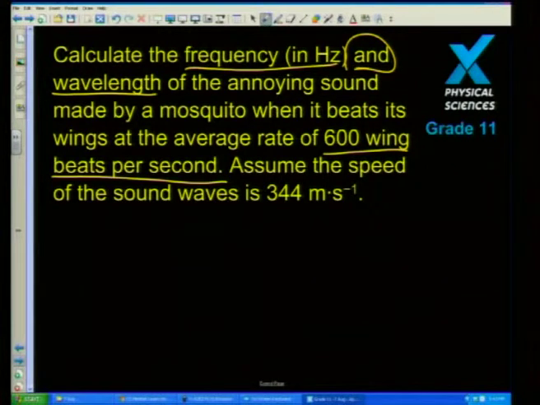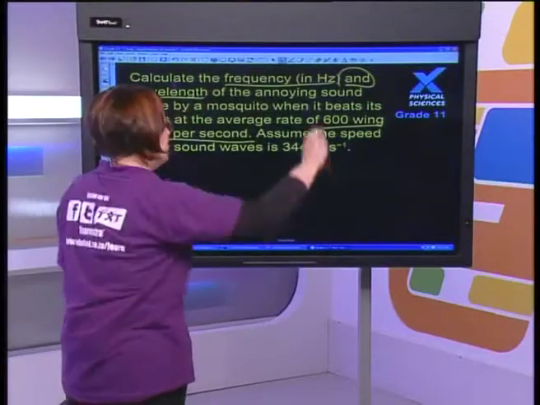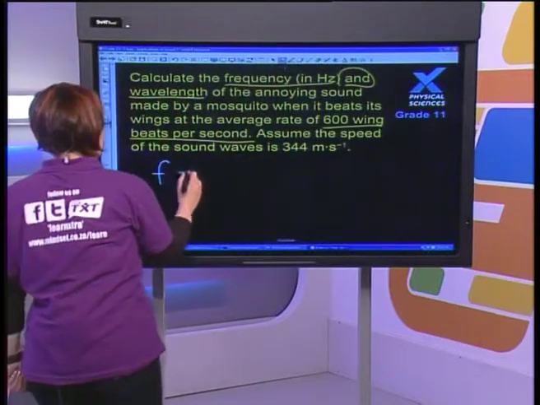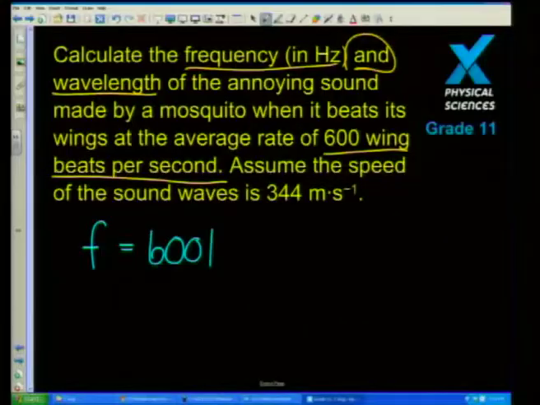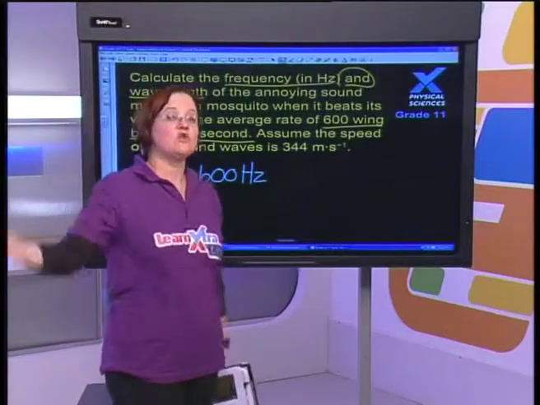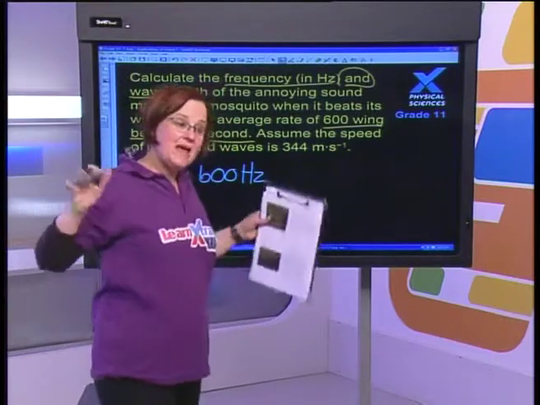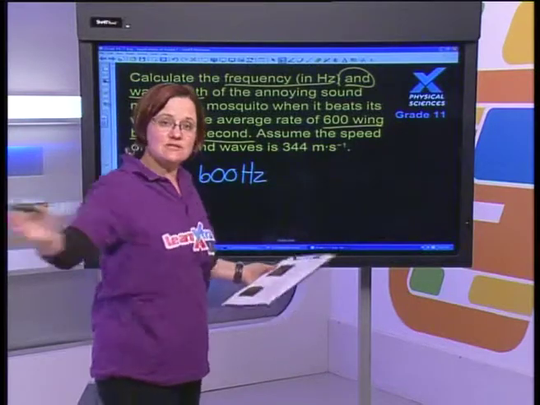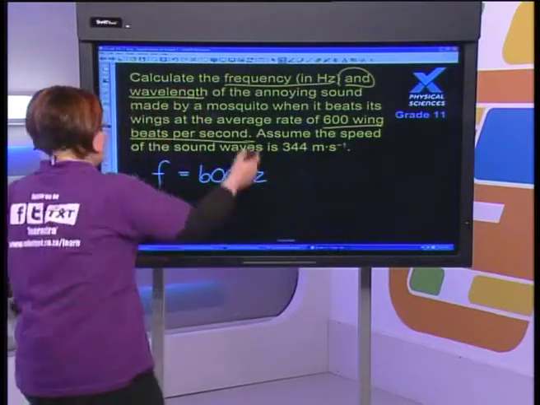So, first thing is frequency. They've actually given it to you in the question. I hope somebody's screaming at the TV going, I know, 600. If there's 600 beats per second, they're telling you that your frequency is 600 hertz. Remember, frequency is the number of oscillations, the number of wavelengths, the number of vibrations, the number of complete cycles, any of those per second. So if it flaps its wings 600 times per second, that's the oscillation. So we've done this part of the question.